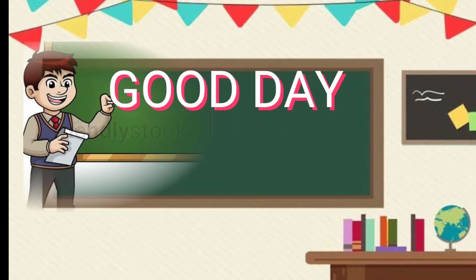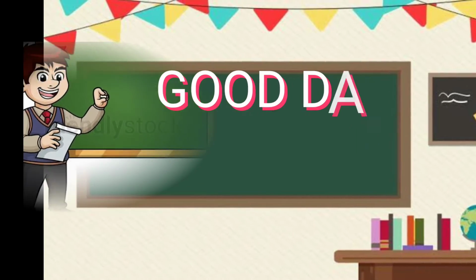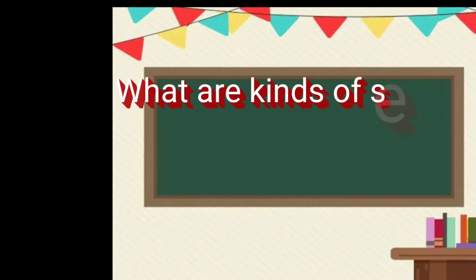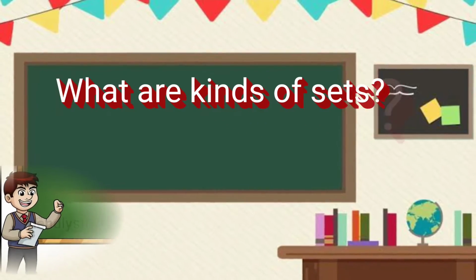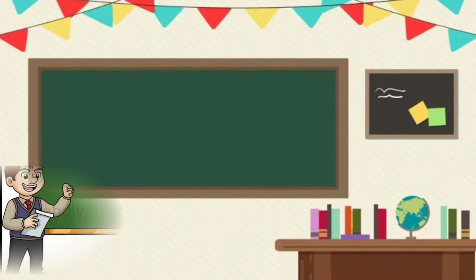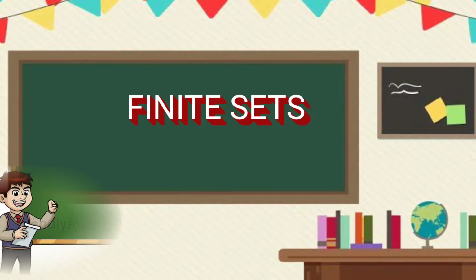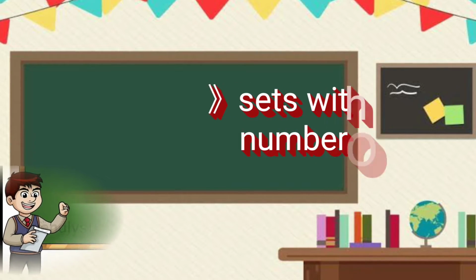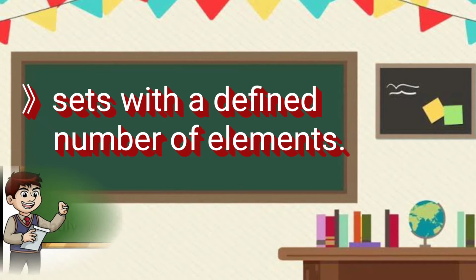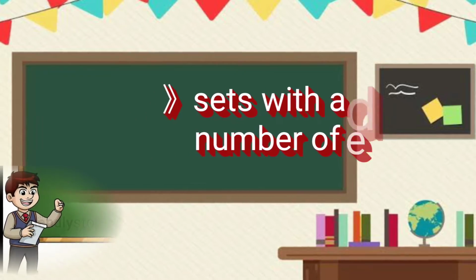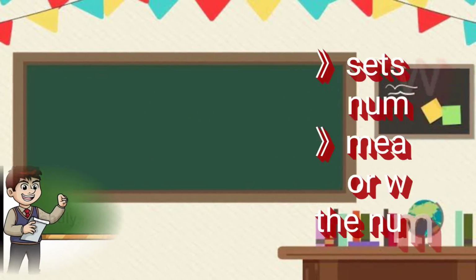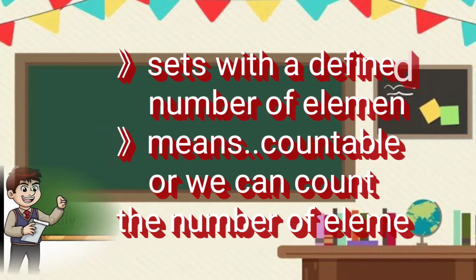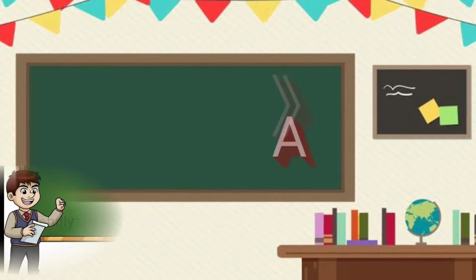Good day, guys. Today, we will talk about kinds of sets. What are kinds of sets? First, finite sets. Finite sets are sets with a defined number of elements. A defined number of elements means that it is countable, or we can count the number of elements.